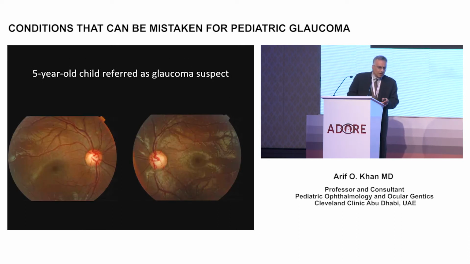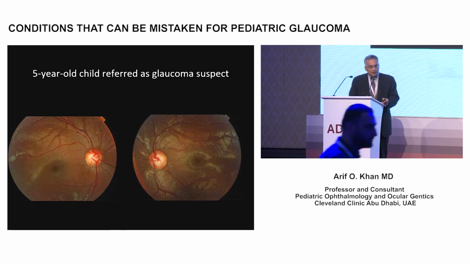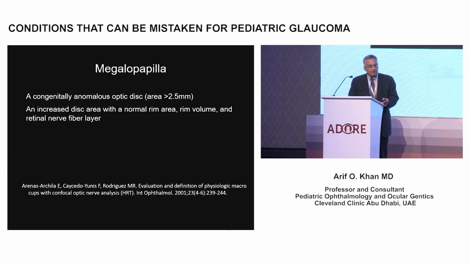Here's another child, 5-year-old, referred as glaucoma suspect, certainly has large cups. But not only that, take a look at the optic nerve compared to the fovea. These are also large discs. This patient has megalopapillae. Children with large discs have large cups, but the disc rim area is the same. This is a congenital abnormality that is sometimes confused with congenital glaucoma. It's a static thing, it's a normal finding.